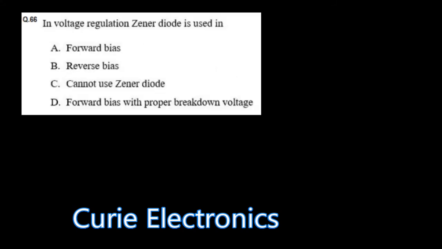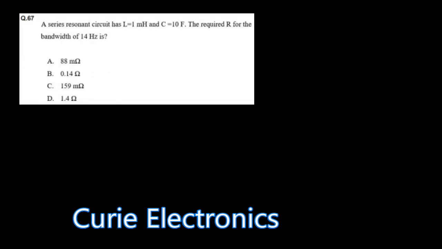Question number 66. In voltage regulation, the Zener diode is used in reverse bias. Then, all very simple question. A series resonant circuit has L equal to 1 millihenry, C equal to 10 farad. The required R for the bandwidth of 14 Hz. See, the bandwidth relation with the resistance is given by F2 minus F1, the bandwidth, which is equal to R upon 2 pi L. Once you apply this equation, you will get the answer.